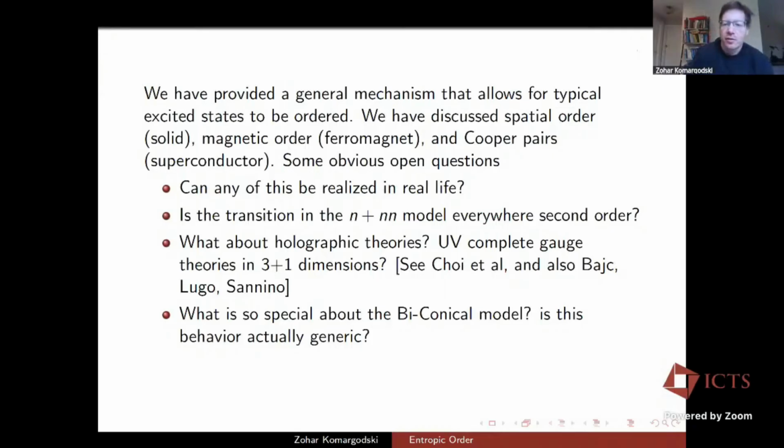So I showed you a general mechanism that shows that typical excited states of some consistent quantum and classical systems can be ordered. They carry the highest entropy. I showed that for solids, ferromagnets, and I mentioned also superconductors, you can do it for topological order as well. And there are many obvious open questions. Can any of this be realized in real life? We don't see such phenomena in real life, but they seem to be not particularly fine-tuned in the models that I showed you.